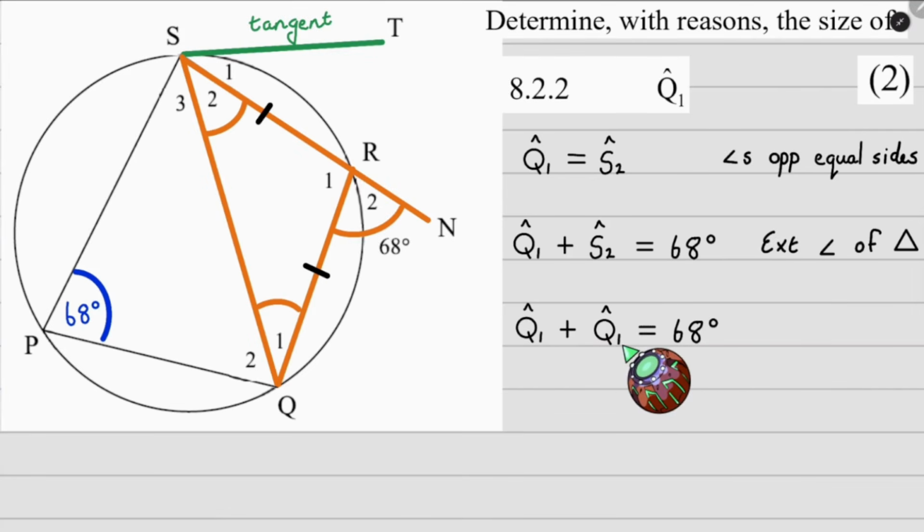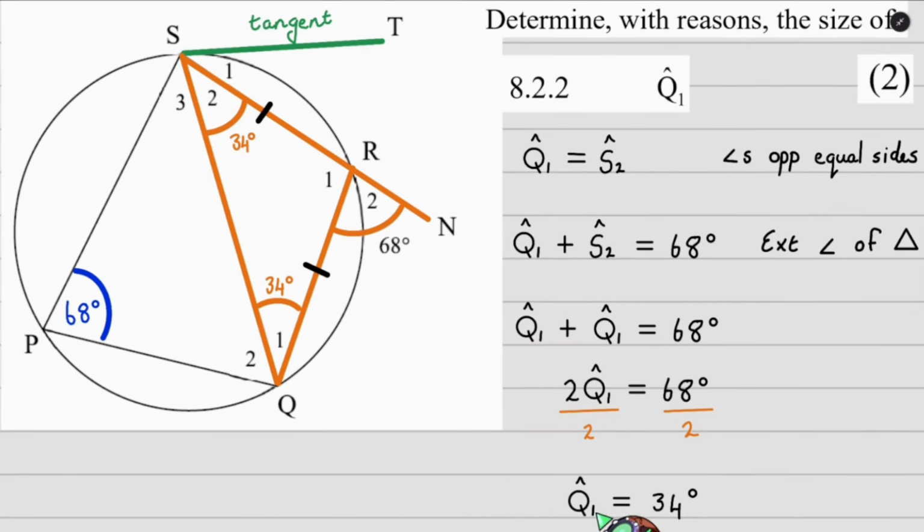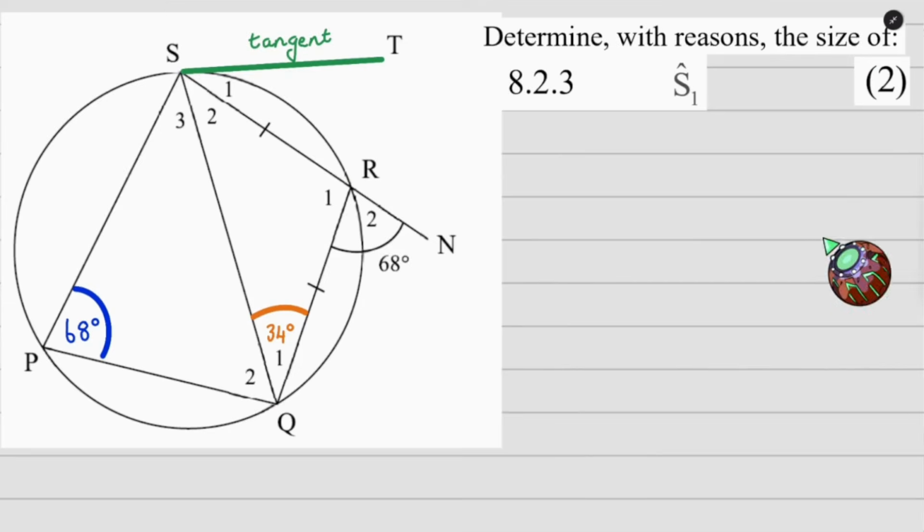And Q1 plus Q1, it's like X plus X. So it's going to be 2Q1. And then I'm going to divide both sides by 2 to get Q1 on its own. And now we officially have the size of Q1 to be 34 degrees, which I have marked off on my sketch. 34 plus 34 will definitely give me 68. And let's have a look where the 2 marks come from. We're going to get 1 mark for our statement over here, and 1 mark for this big statement of how we got Q1. And lastly in this question, we need the size of S1.